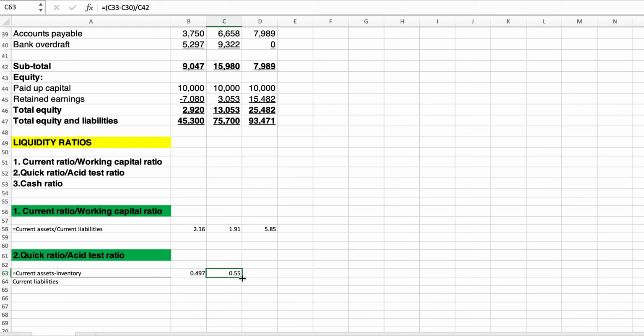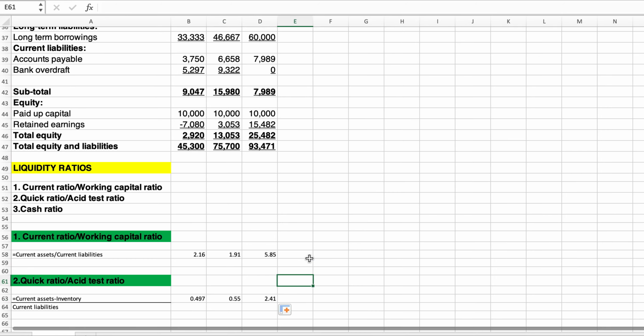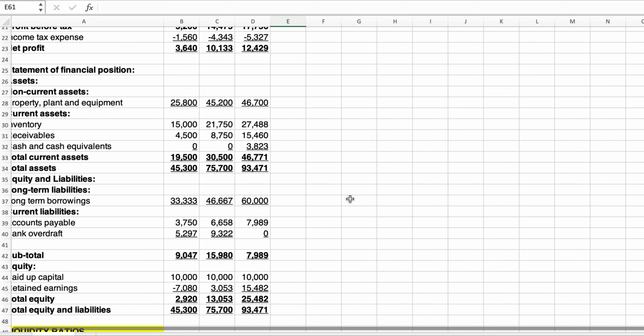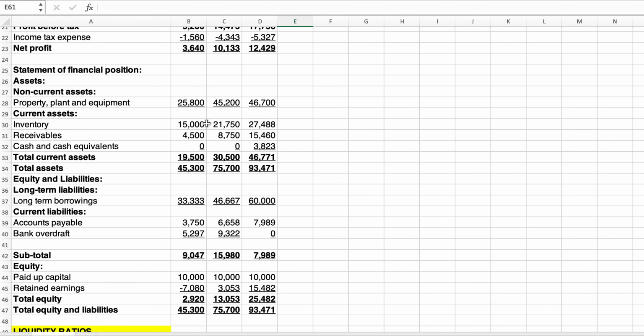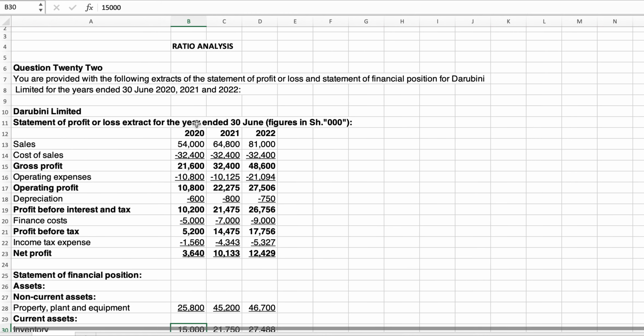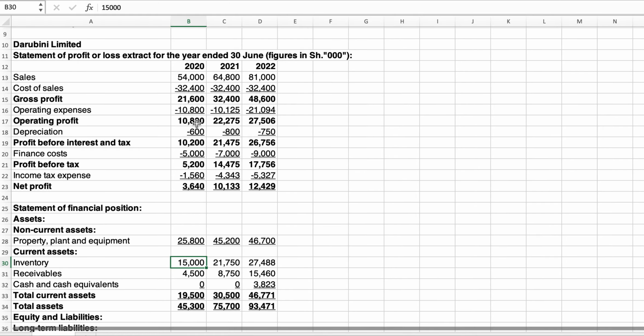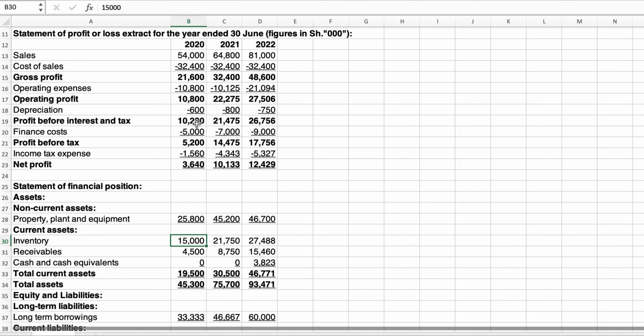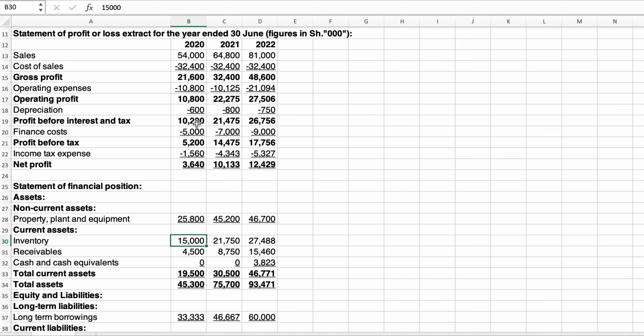Then you can get the quick ratio for the year 2022. Okay, friends, there's a note to remember here: we used the closing inventory of 1500 for the year 2020. It is the closing inventory for the year 2020. So sometimes the examiner might be specific and ask you about the quick ratio for the year 2021.